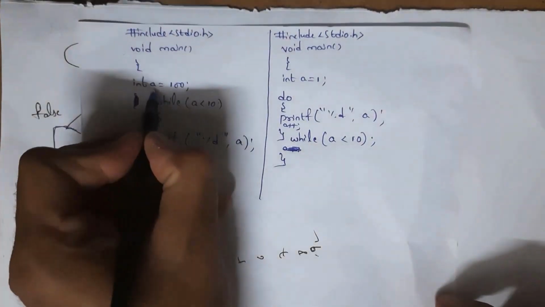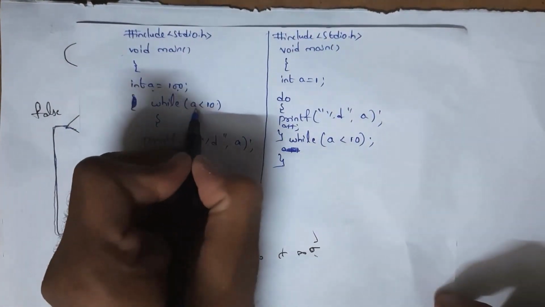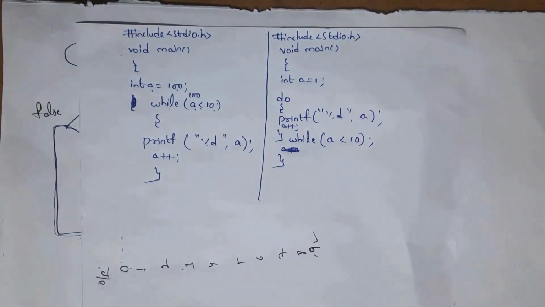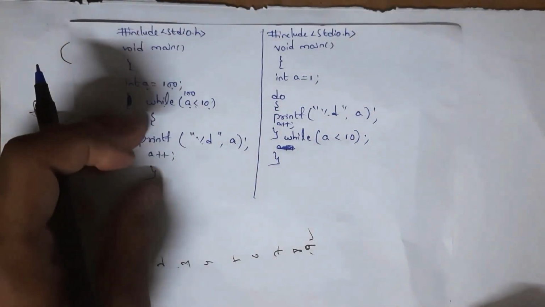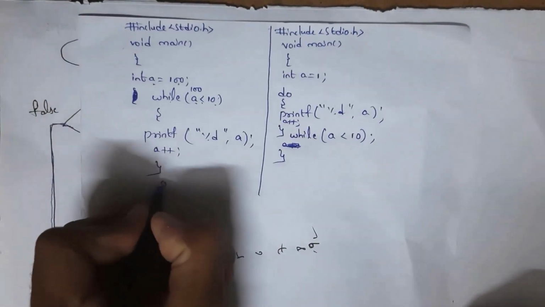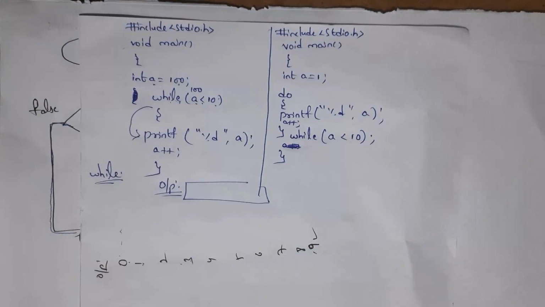Here I gave the value of a as 100, but the condition is a less than 10. 100 is not less than 10. 100 is greater than 10. So whatever statements are present inside this while loop will not be executed. So here I will not get any output, because in a while loop, at first it will check the condition. Only if that condition is true, then whatever statements are present inside the while loop will be executed.